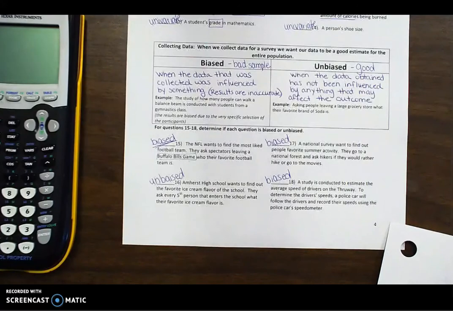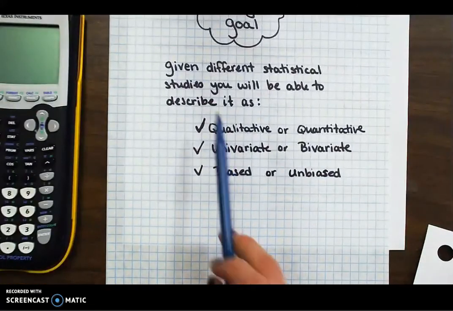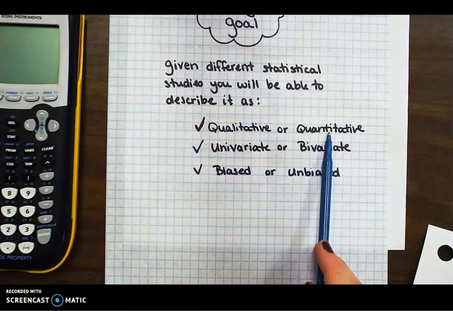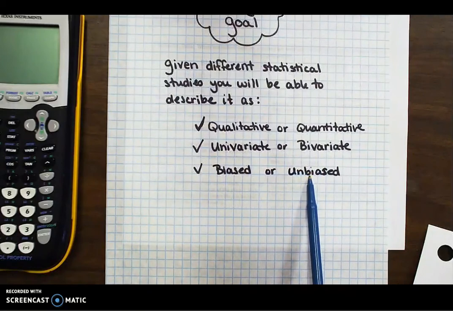All right, ladies and gentlemen, our goal for today: given different statistical studies, you will be able to describe it as qualitative or quantitative, univariate or bivariate, biased or unbiased.